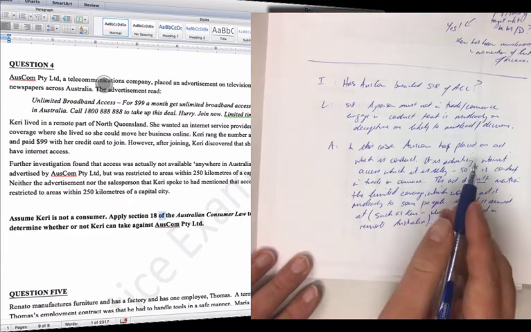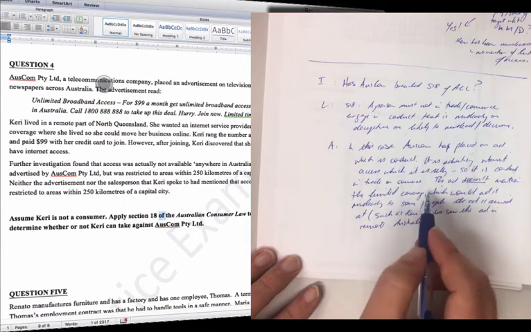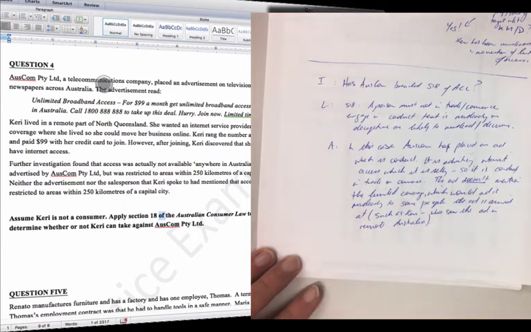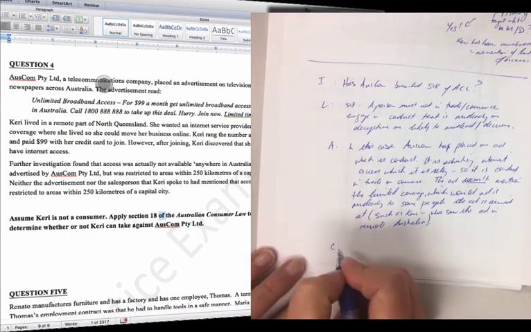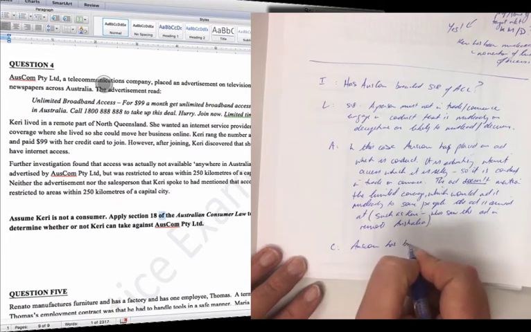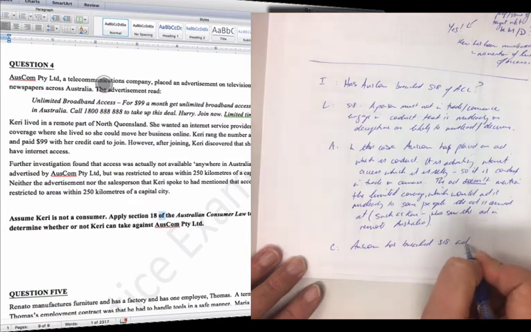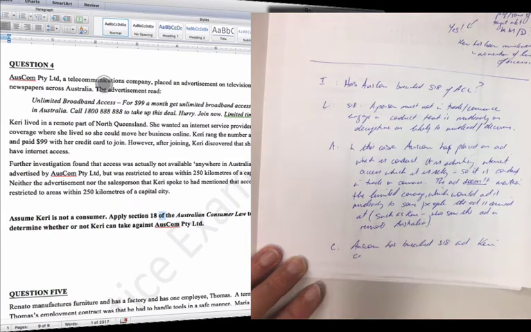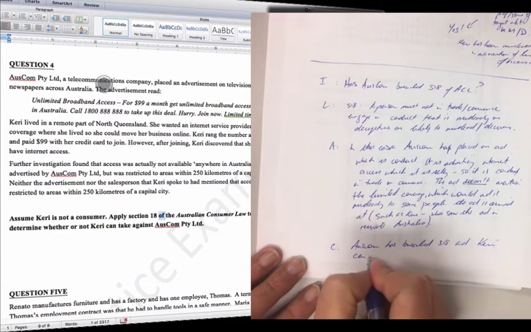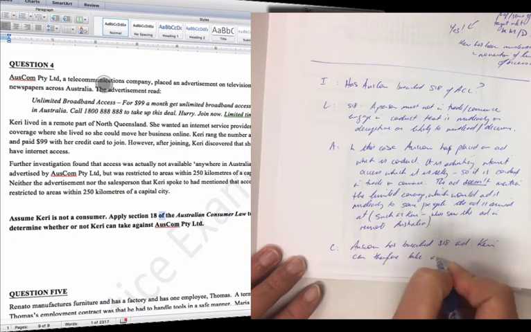Okay, so what I've established is that there's conduct, it's in trade or commerce, and it's misleading or deceptive or likely to mislead or deceive. Conclusion, Ozcom has breached Section 18. And what are we asked? Kerry can therefore take action.